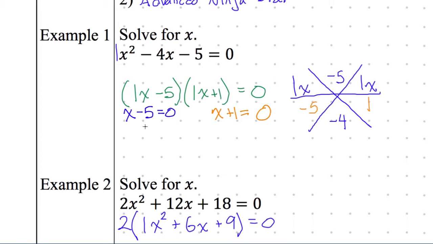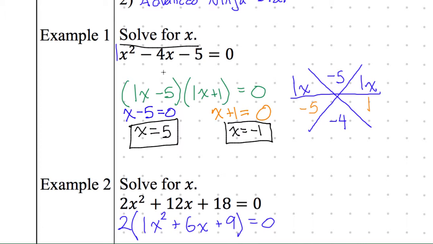Fernando, go for it. X equals 5 and x equals -1. Now we box our answer because it actually said to solve for x, not to factor, but to solve. Solving means you need to say x equals blank. X equals the answer. And those are the answers, 5 and -1.